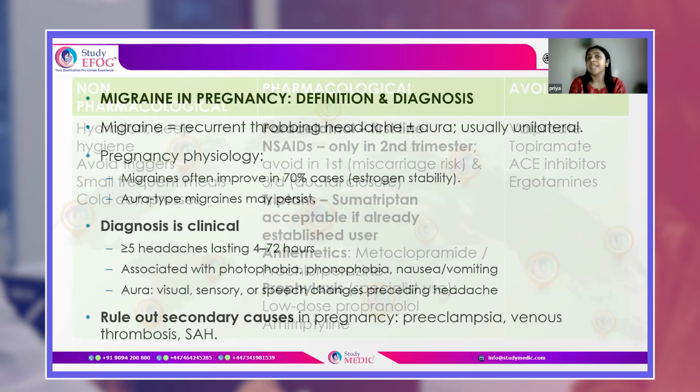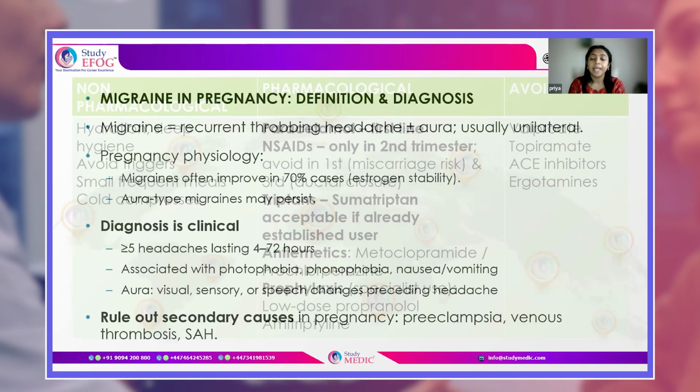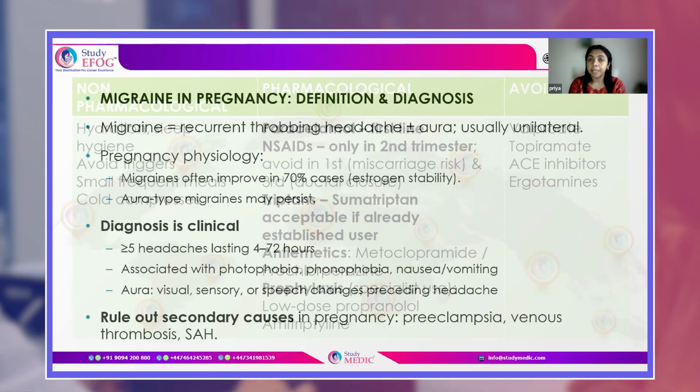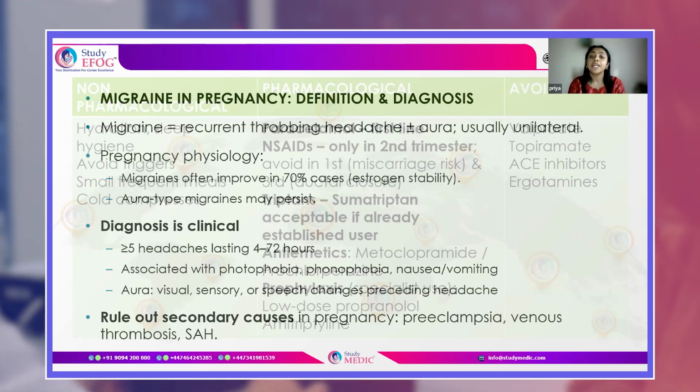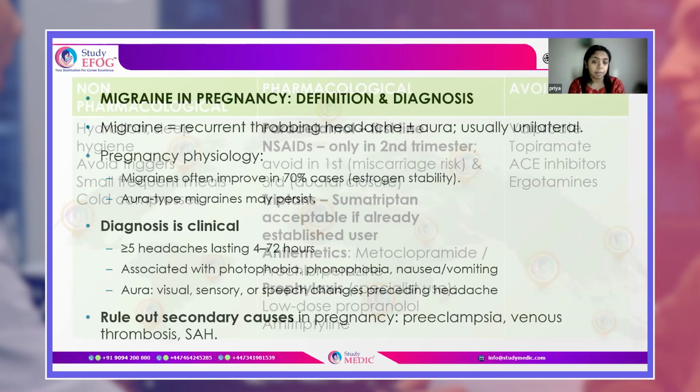Whenever a woman has a trigger, say like vomiting or heavy perfume smell, she needs to avoid them. Tell her to have small frequent meals and use some cold compresses to get rid of the heat. Pharmacological methods. The first line is generally paracetamol. NSAIDs are generally given only in the second trimester.